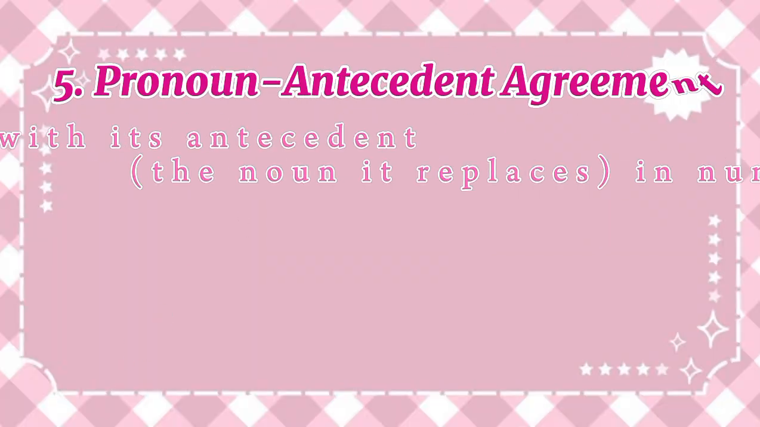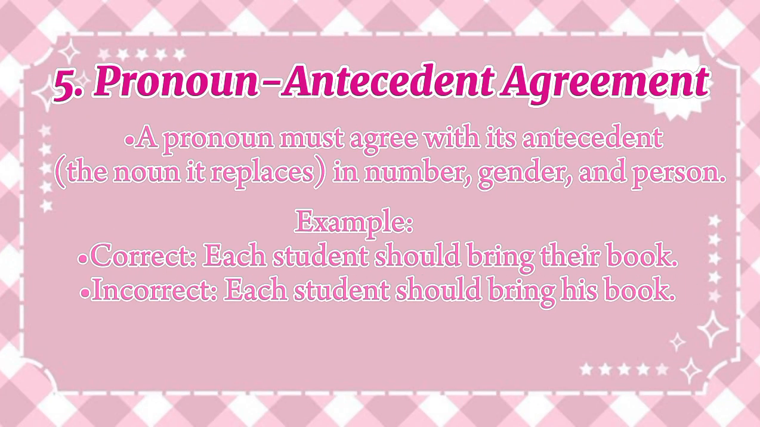The fifth rule is the pronoun antecedent agreement, meaning a pronoun must agree with its antecedent, the noun it replaces, in number, gender, and person. For example, the correct sentence is each student should bring their book. The incorrect sentence is each student should bring his book.